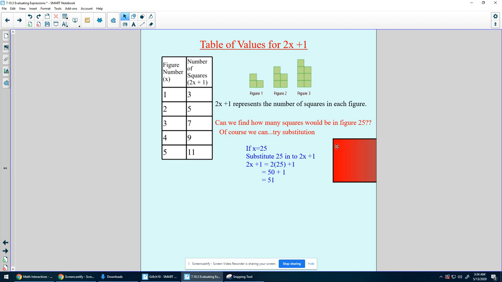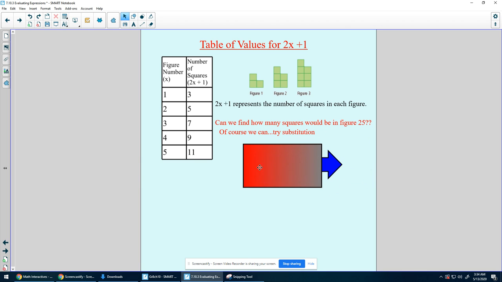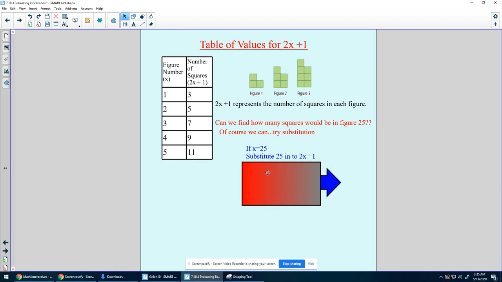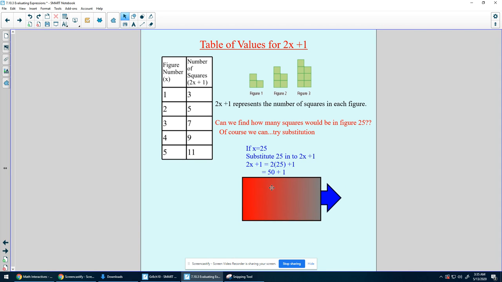Can we find how many squares would be in figure 25? Of course we can. Try substitution. So if x, our figure number, is 25, we substitute 25 into 2x plus 1, shown here, using brackets.